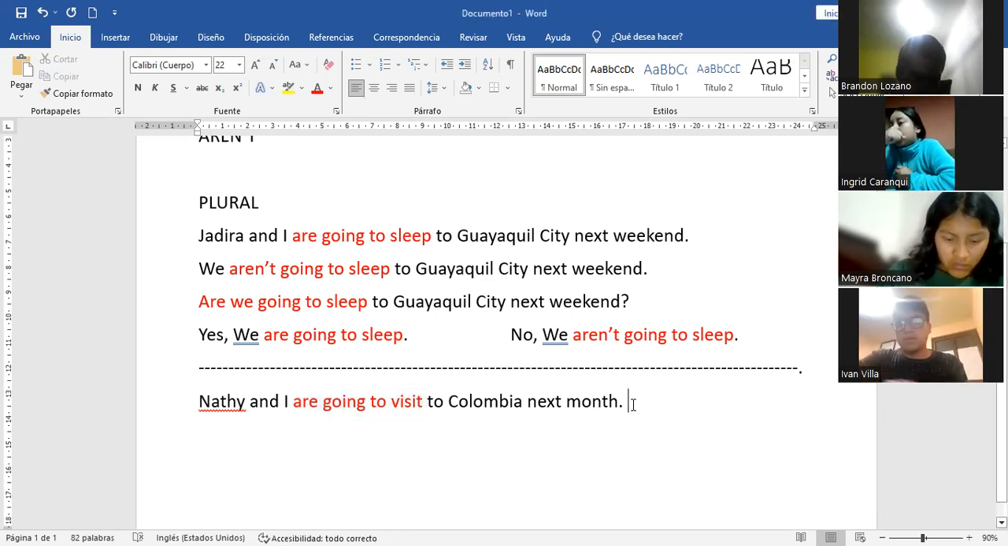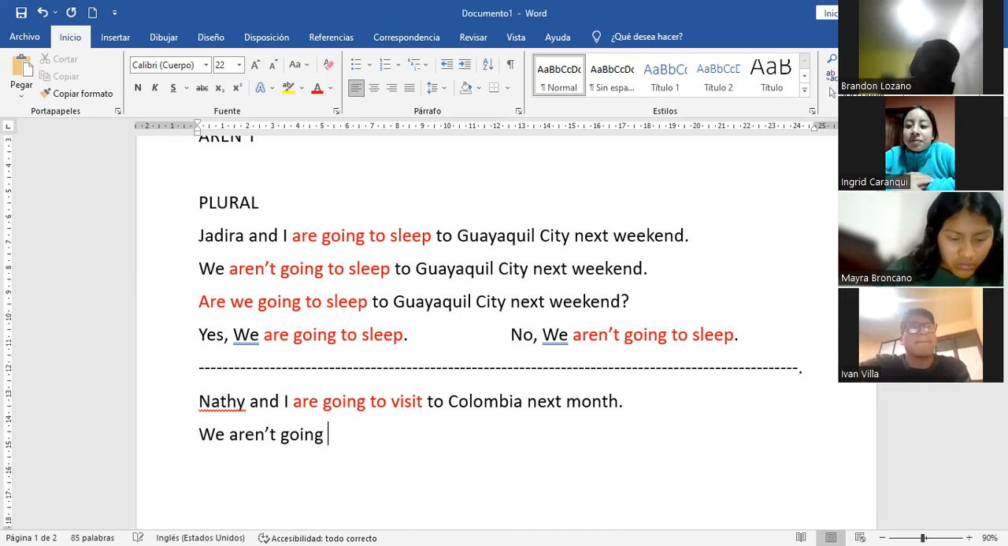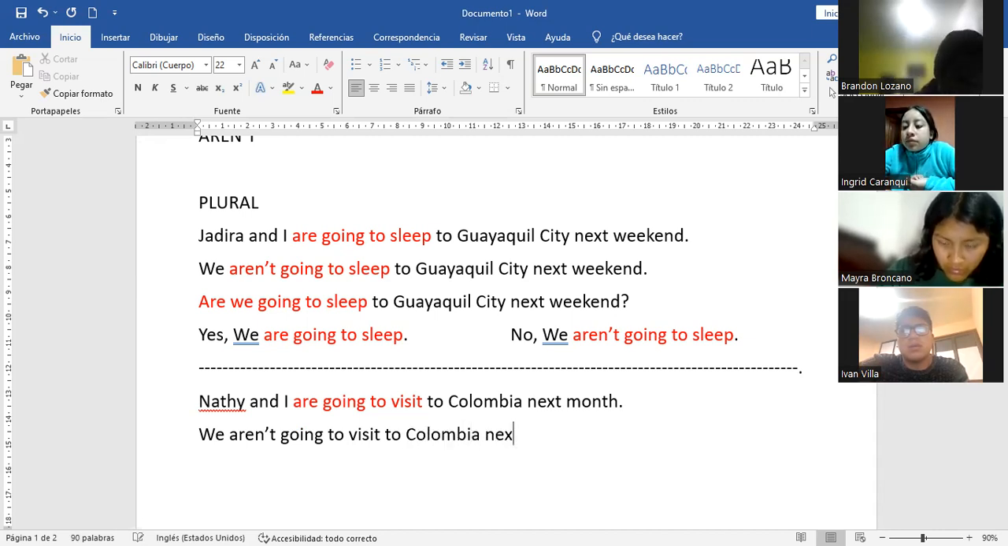Perfect. In use, you have it is important. Natalie, you have it to change using a personal pronoun for we. Yes. And use for the negative aren't. Yes. Of the same, you have it is I going to visit. Okay. I also visit to Colombia. Next. I use it for half next month. And this for negative. I use it for the question you have it is are we.